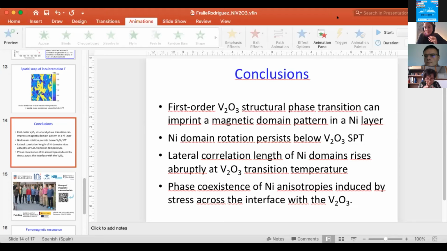And in fact, the first evidence, before going into modeling or anything, that it is driven by the V2O3 is that the domains, when you don't use any field, are so small. This is really not the kind of domains you expect in nickel by any means, which are typically tens of microns.